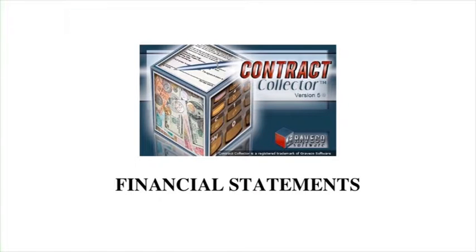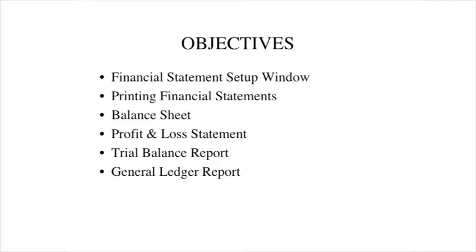So the financial statement features in Contract Collector allow you to run several different financial statements. The primary ones are going to be your balance sheet, your profit and loss, your trial balance, and then just miscellaneous general ledger reports that you can set up. So we're going to talk first about the financial statement setup and how those are done.